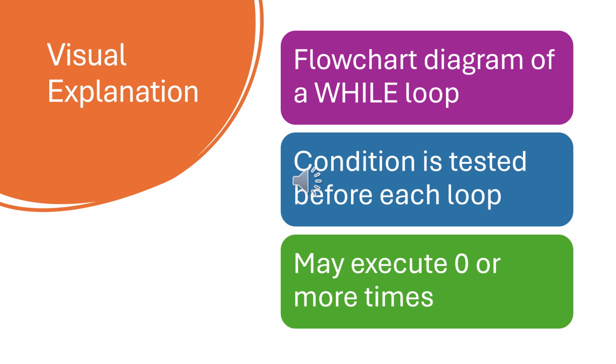Now this is a visual explanation of the while loop. We have a flowchart diagram of a while loop, and the condition is being tested before each loop, and may execute 0 or more times until the condition is met that this is true.